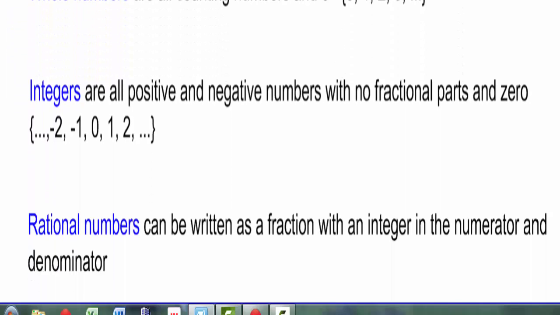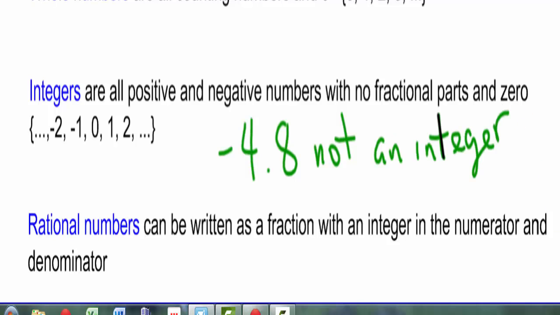Third, we have integers. These are all positive and negative numbers with no fractional parts, and 0 is also an integer. So negative 2, negative 1, 0, 1, 2, those are all integers. If I had something like negative 4 8/10, this is not an integer because it has that decimal piece to it.